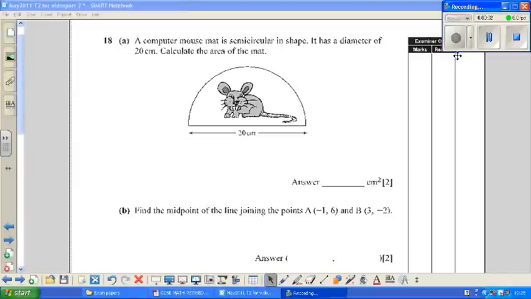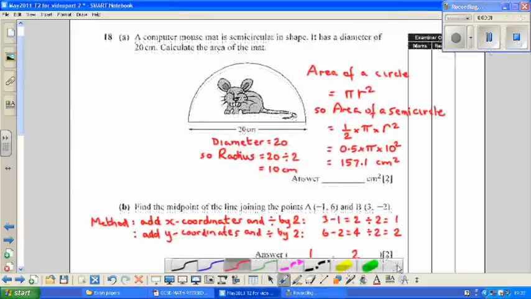Okay, so there's question 18A and 18B. If you switch off the video and have a go at those, I'll go through the solutions in a moment.